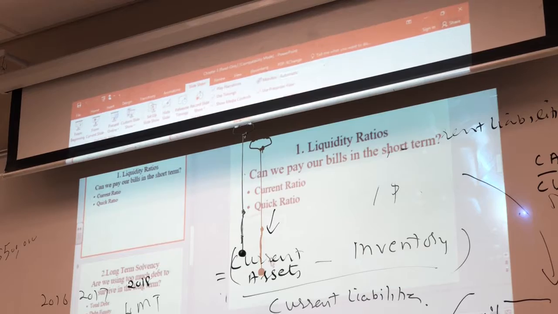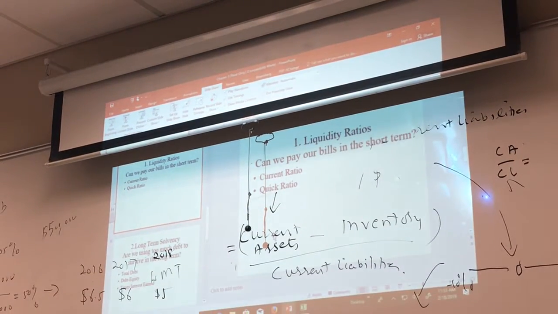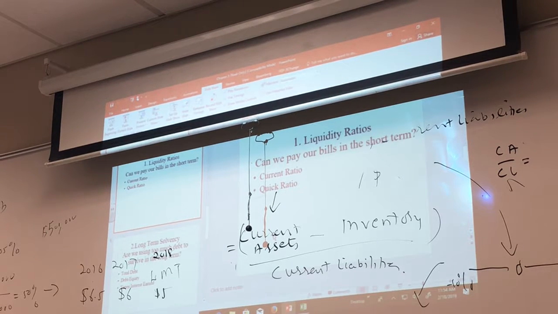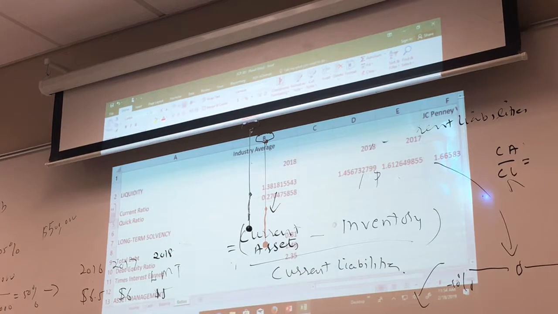So we threw out inventory, and I think this is relevant for JCPenney, because JCPenney is sitting on a ton of inventory. And inventory, we know, does not help you pay your bills. You pay your bills with cash or cash coming in. You don't pay your bills with unsold inventory. So that's what we are talking about. So let's go back here. So click here.